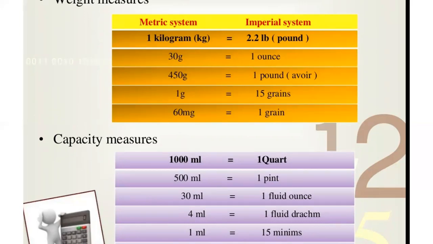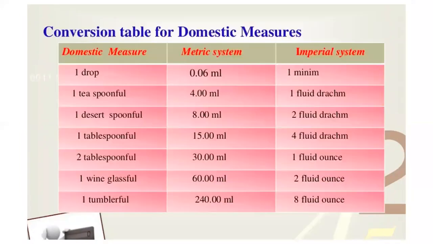Like that, 30 grams is equal to 1 ounce. And when you consider capacity, 1000 ml is equal to 1 quart. 500 ml is equal to 1 pint. 1000 ml is measured in the metric system. 1 quart is measured in the imperial system. Quarts are measured in the imperial system. mLs are measured in the metric system. So this is the conversion of the metric system to the imperial system.